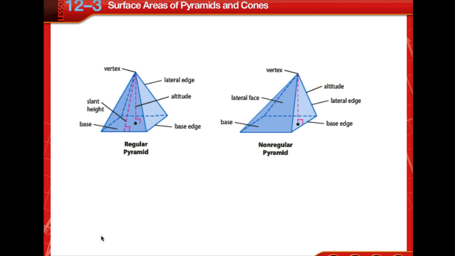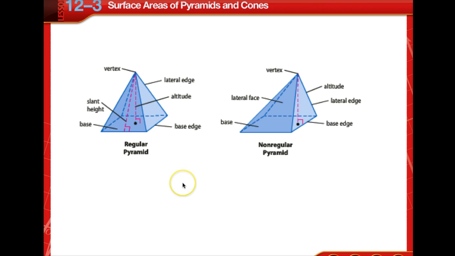The lateral faces of a pyramid intersect at a common point called the vertex. 2 lateral faces intersect at a lateral edge. A lateral face and the base intersect at the base edge. The altitude is the segment from the vertex perpendicular to the base.